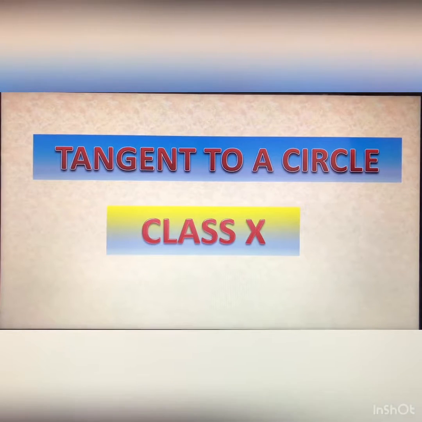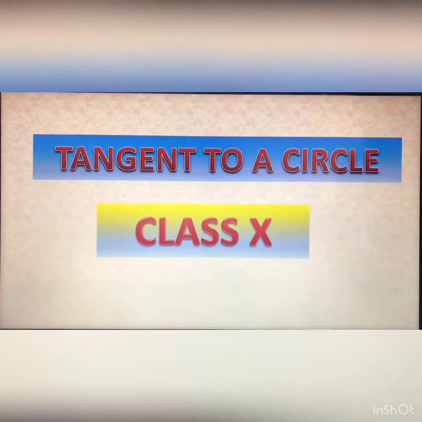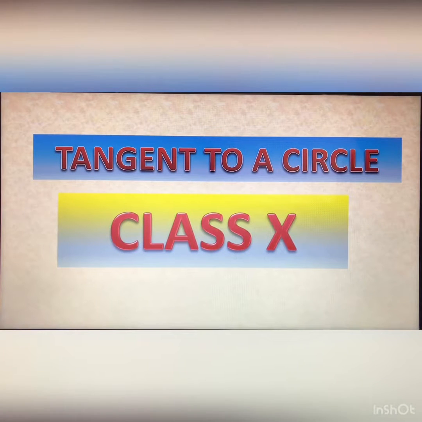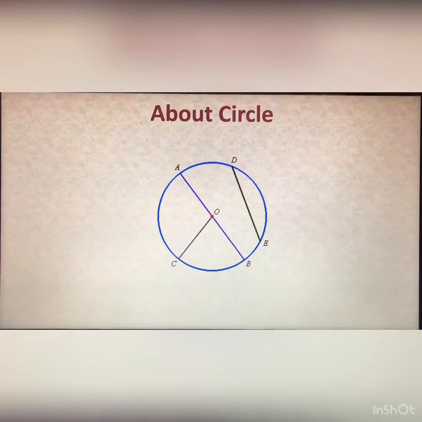तो चलिए दोस्तों स्टार्ट करते हैं आज का ये वीडियो, Tangents to a Circle for Class 10. आज सारे कॉन्सेप्ट आपके क्लियर करेंगे। About circle, first of all I want to tell you about circle. Here is a figure given, you can see this is a circle, and in this circle you can see that O is the center of this circle and this boundary is known as the circumference of the circle.